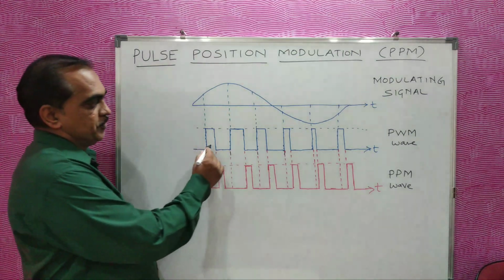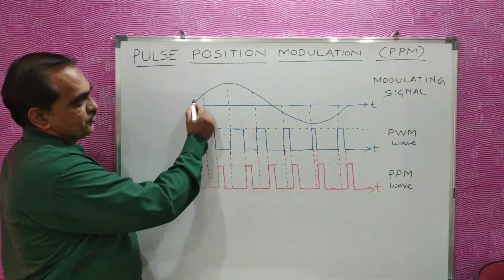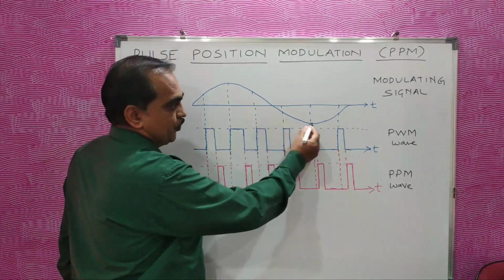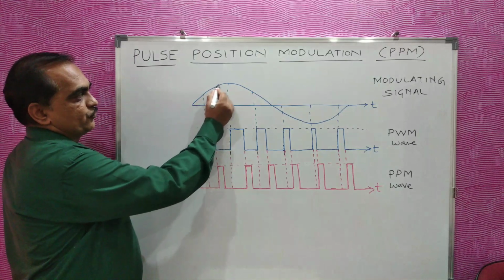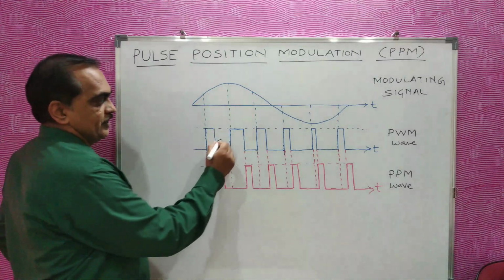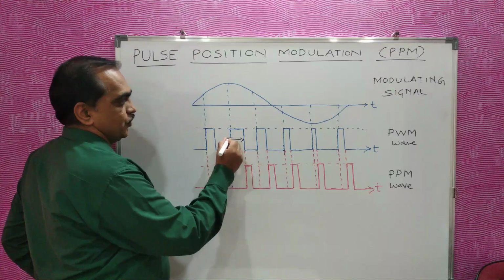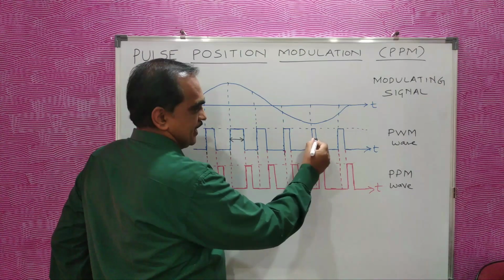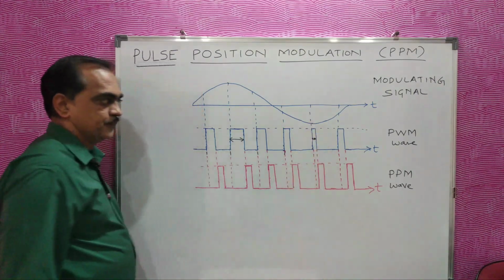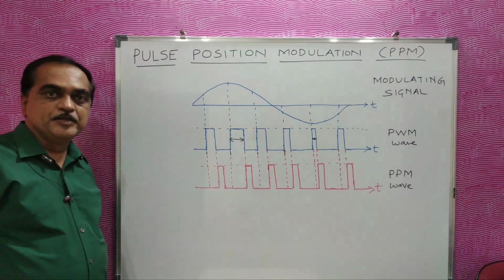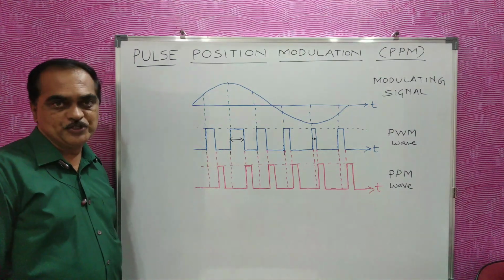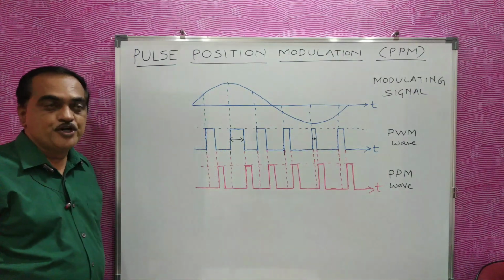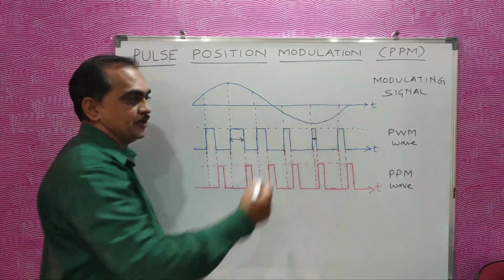So here if you see in PWM, when the voltage is going positive, the width of the pulses is varying. When the voltage is going negative, the width is very small. When the voltage is going positive, it is very big. So this width is large when the voltage is going more positive, and this width is less when the voltage is going negative. So this is what we have seen in PWM, that is pulse width modulation. The width of the pulses will vary according to the instantaneous value of the modulating signal.